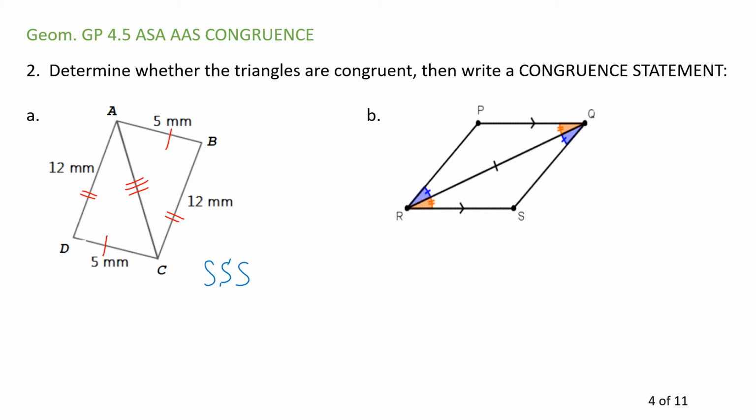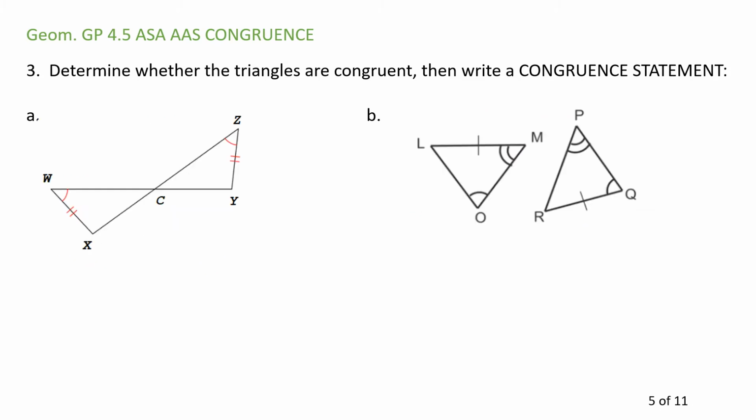How about this one? Blue, side, orange. Angle, side, angle. Those two triangles are congruent because of angle, side, angle. If you notice on this one, they're telling me that these are parallel. That means I've actually got some information about alternate interior angles.